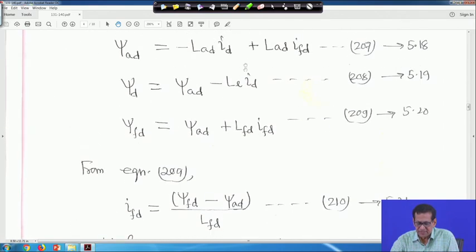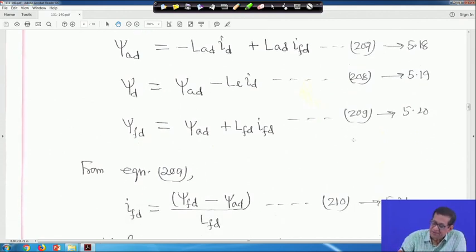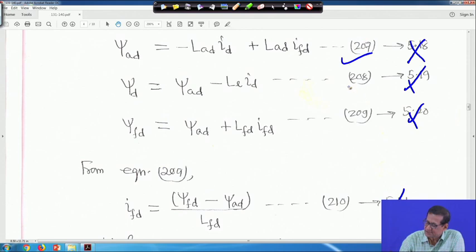If you do so, you will get psi_fd is equal to psi_ad plus L_fd I_fd. This is equation 209. The earlier ones are 207 and 208. From equation 209, you can write I_fd is equal to (psi_fd minus psi_ad) upon L_fd. This is equation 210.